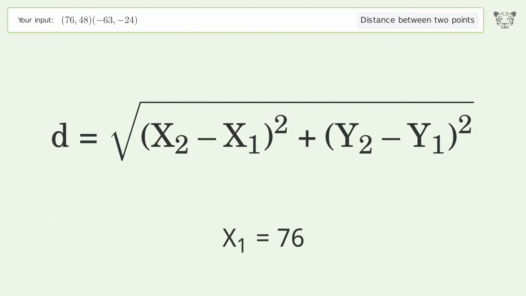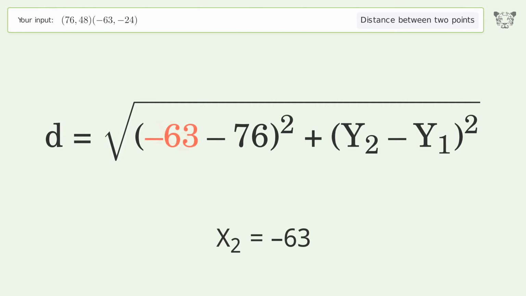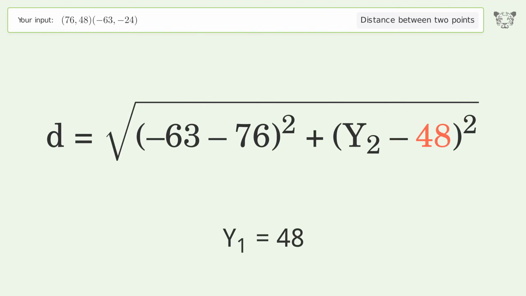x1 equals 76. x2 equals negative 63. y1 equals 48. y2 equals negative 24.